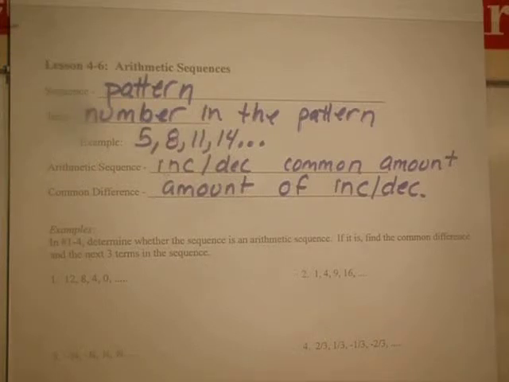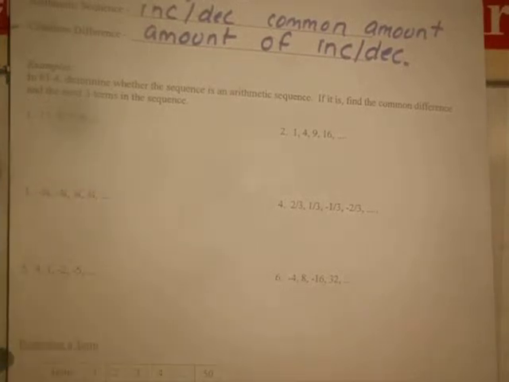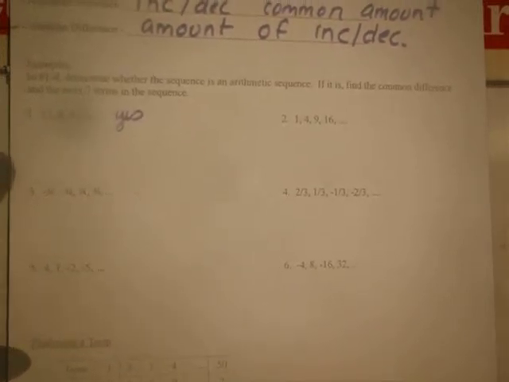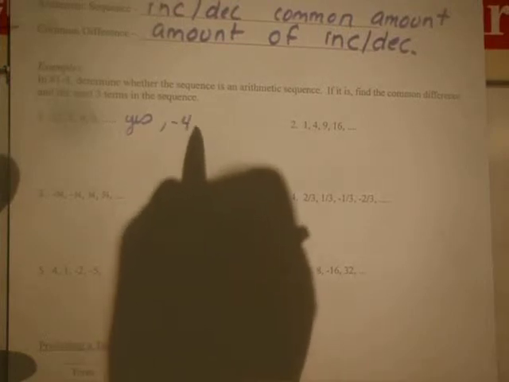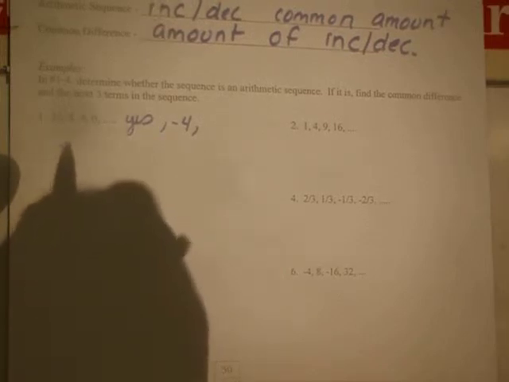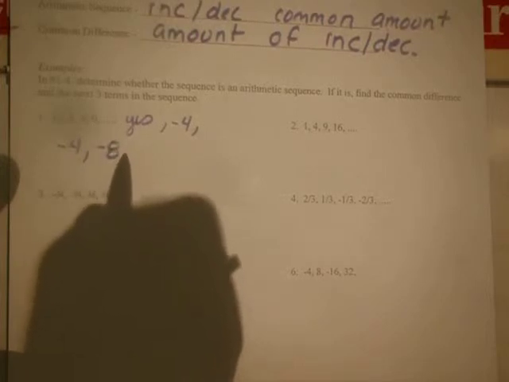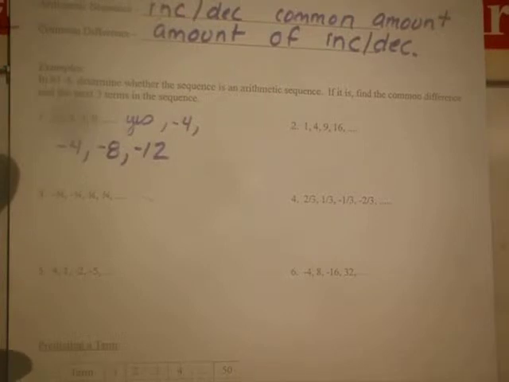So our first example, we go from 12 to 8 to 4 to 0. We are decreasing by the same amount each time. So first of all, we're going to say yes, that is an arithmetic sequence. The common difference, we're going down by 4 each time, so that's going to be a negative 4. And then we need to write our next 3 terms. The next term would be negative 4, then negative 8, then negative 12. So we're going down by 4 each time.